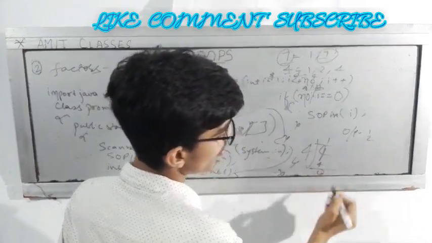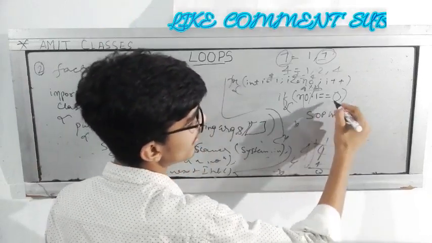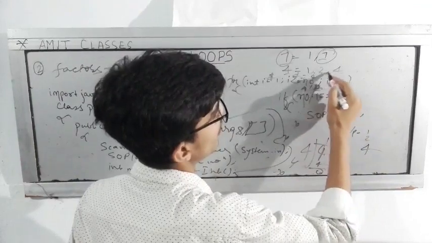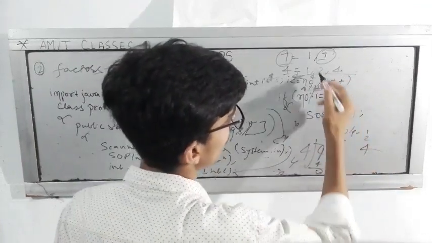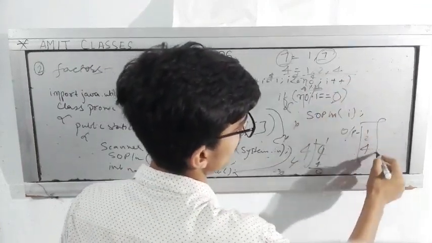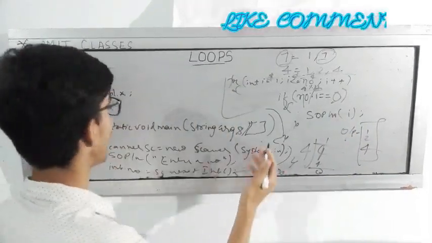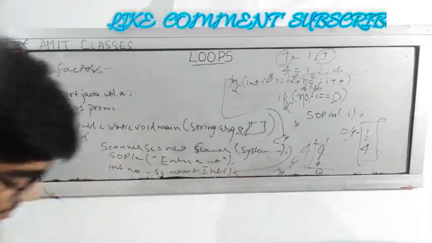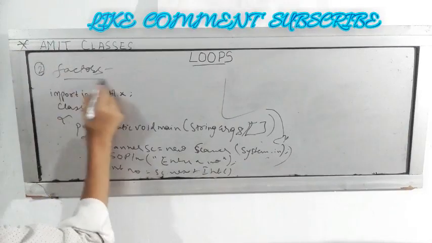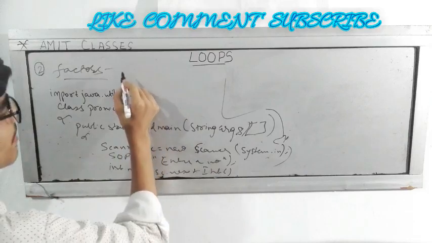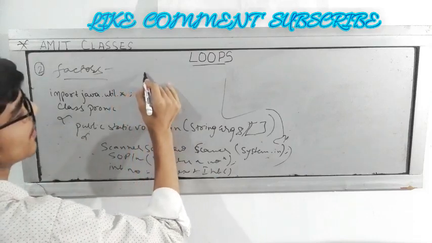Mod 0. 0 will be the output. So yes, equal to 0, then it will print 1 2 4. We see here factors of 4 and here this matches, so we can conclude that this is the correct program. So copy it. Factors. These are the factors.